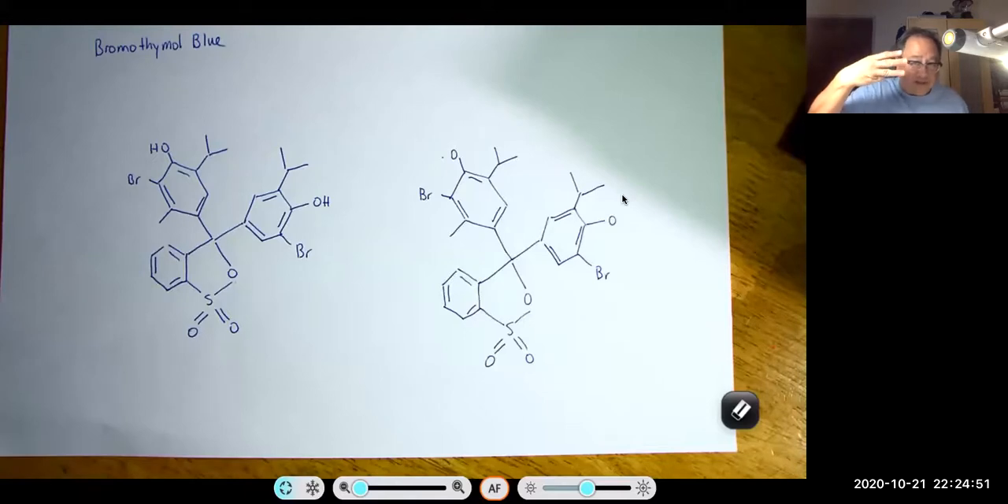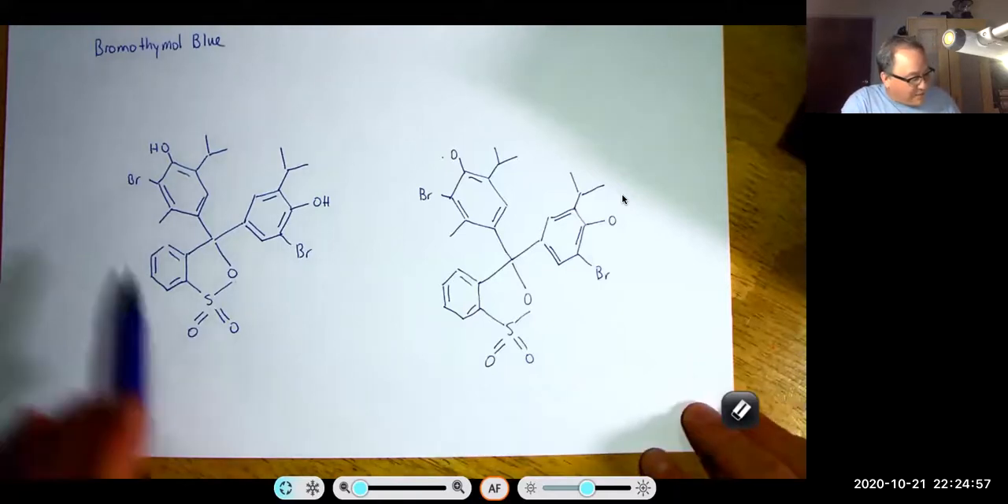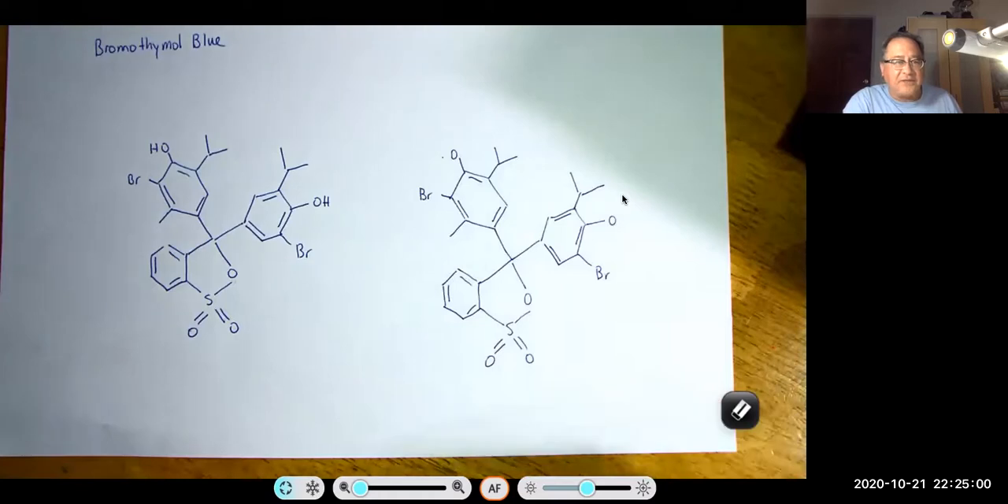Guess what three lines is called? It's the Cub Scout salute. Okay, it's a triple bond. All right, so we don't have any triple bonds here, but we see lots of bonds here.